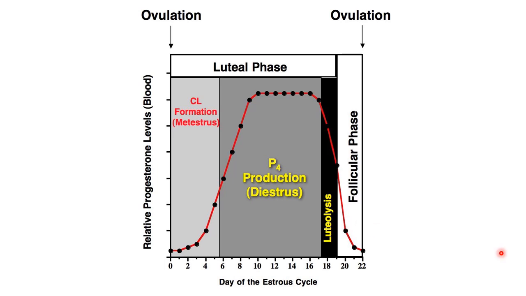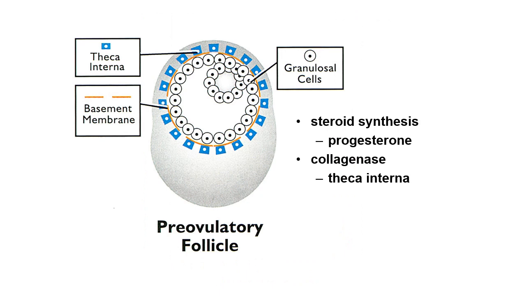Note that in cattle and sheep, we have multiple follicular waves, but only the last one will ovulate. So this diagram shows the preovulatory follicle. It is the one that will later ovulate, and it requires, of course, the preovulatory LH surge. It has the theca interna. We also have the basement membrane and the granulosa cells. The basement membrane is the structure that separates the theca interna from the granulosa cells.